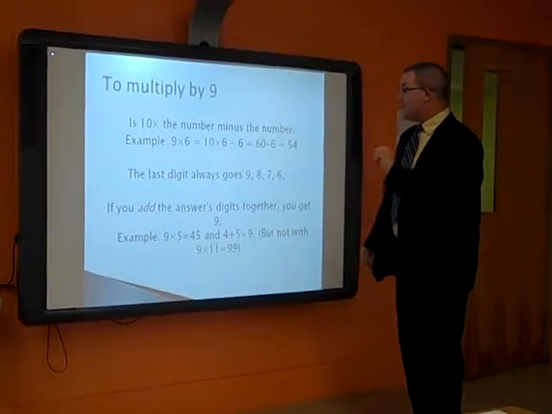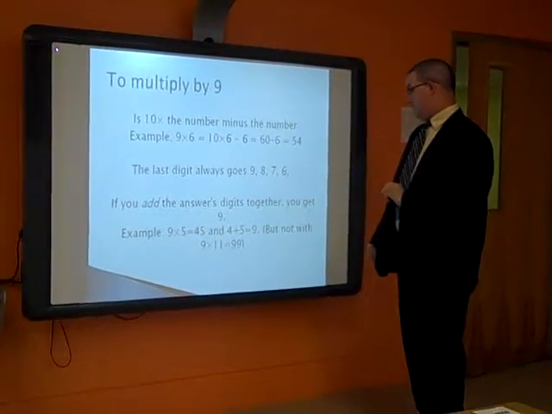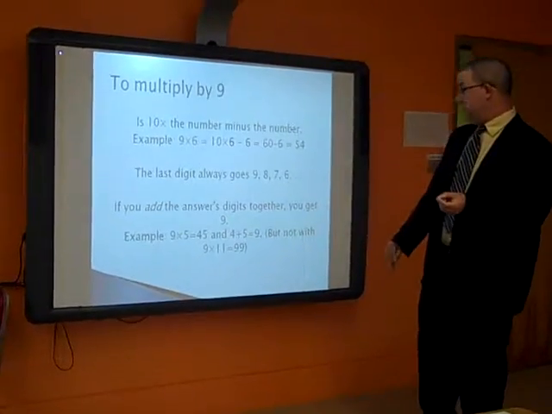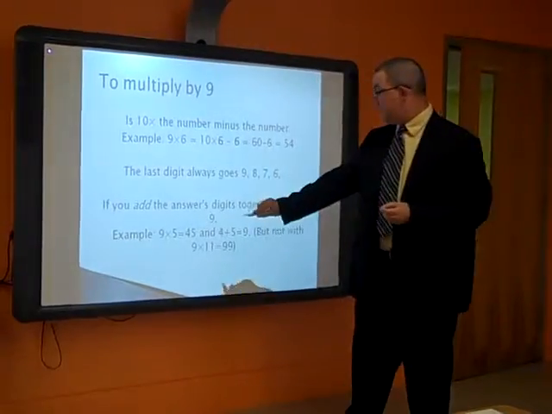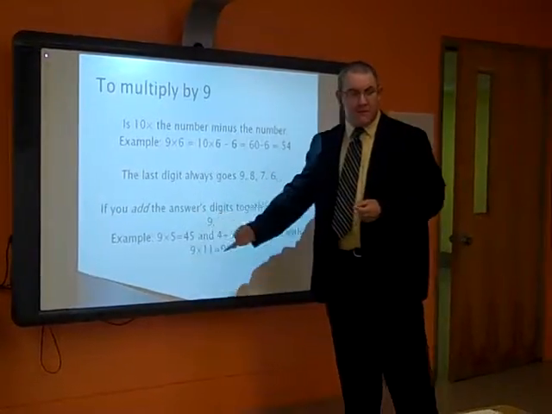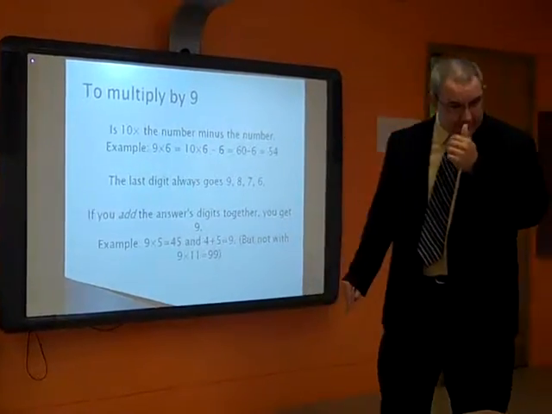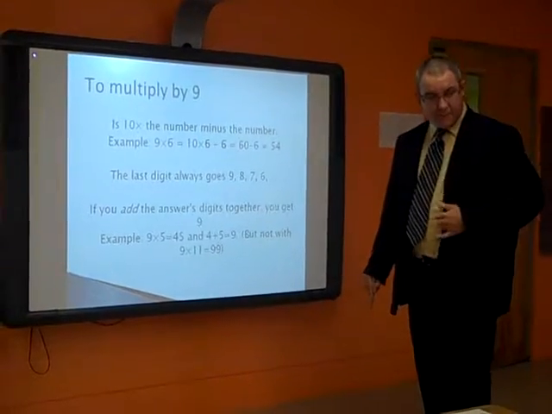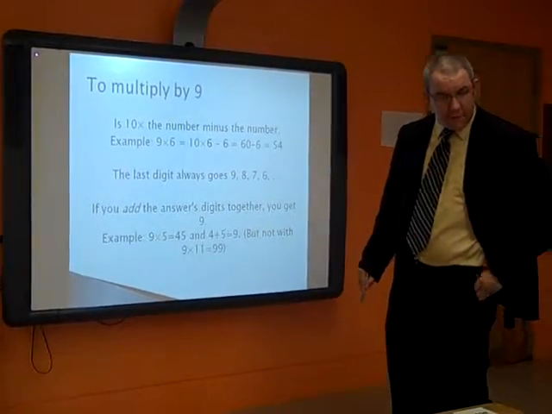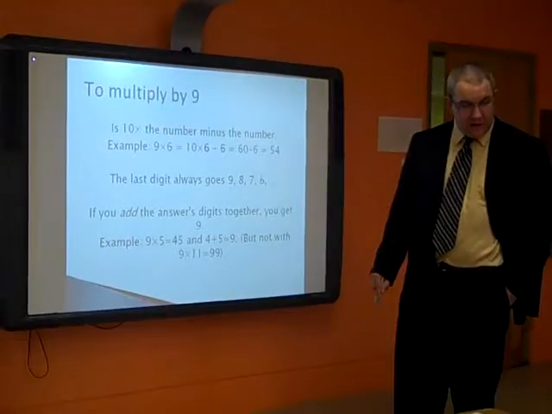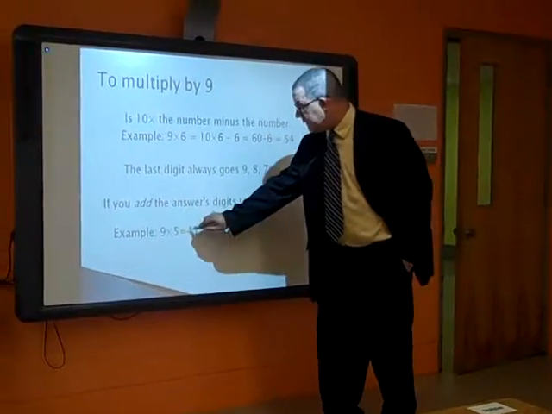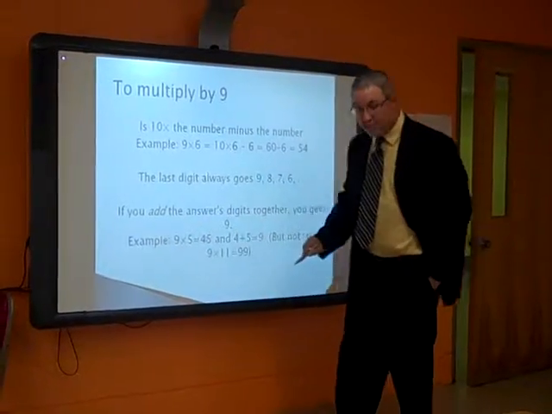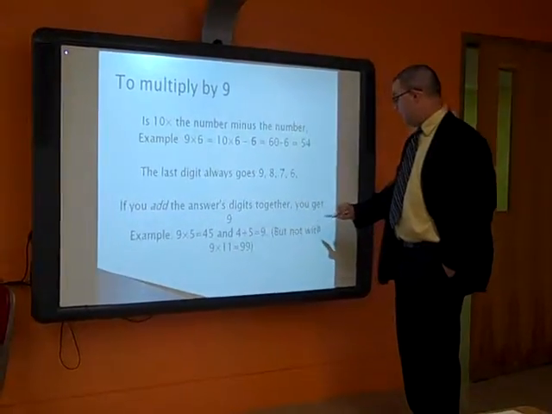If you add the answer's digits together, you get 9. Look at it. For an example, 9 times 5 is 45. We add 4 plus 5. What's 4 plus 5? 9. And when you say that 4 plus 5 equals 9, and 9 times 5 is 45.